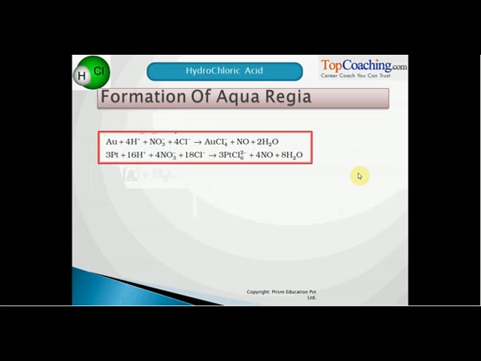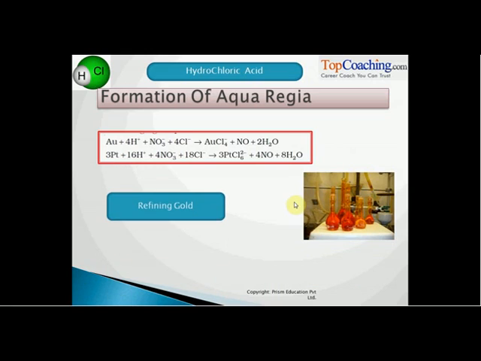Aqua regia is a compound that hydrochloric acid forms on reacting with nitric acid. So this is how the reaction looks. The nitrate ions from nitric acid, and hydrogen and chloride ions from HCl. This aqua regia thus formed is used for refining noble metals like gold and platinum. The dissolving process leads to refining of those metals.